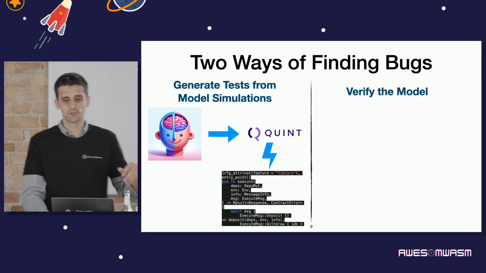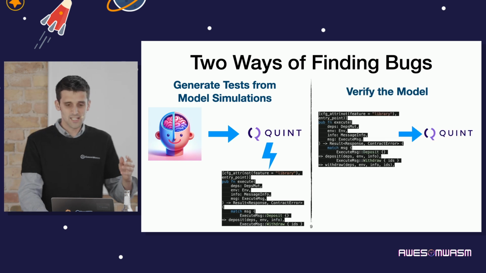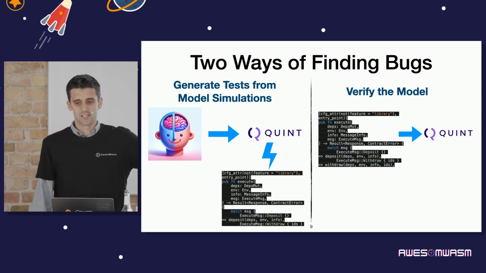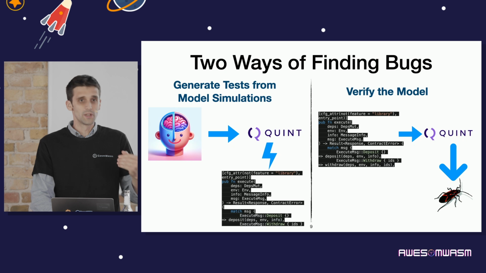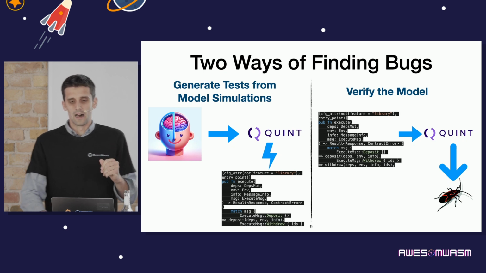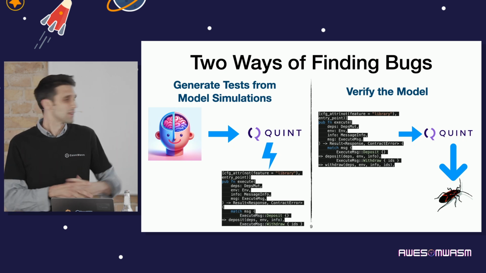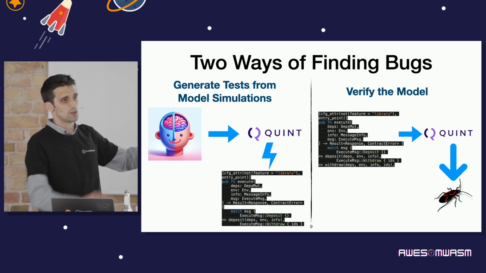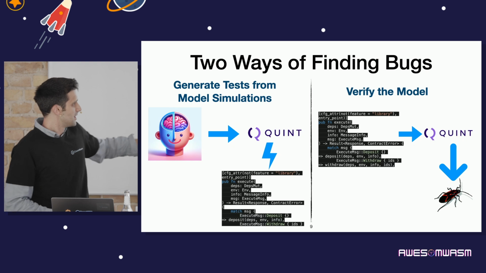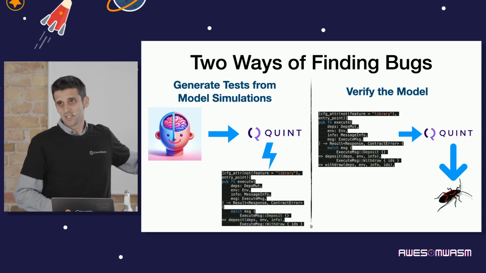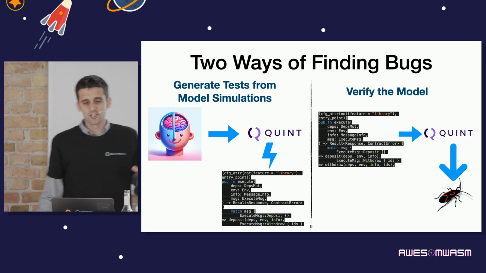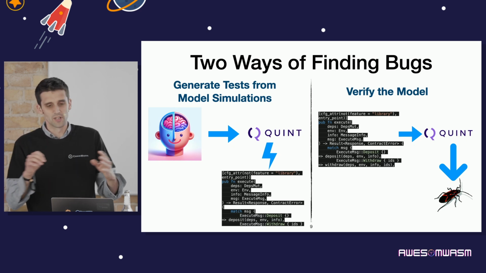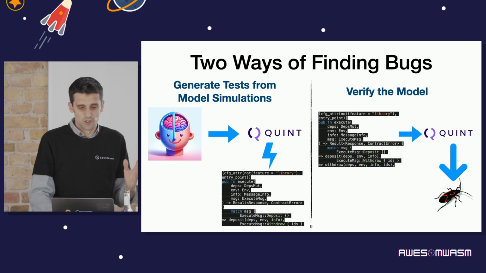The other approach is that we verify the model. In that case, we have to go from the code to Quint, and then verify properties of Quint to find bugs. How do these two approaches compare? Well, the left-hand side can be as abstract as you wish. It can model only some parts or all parts, as long as you can run meaningful tests from them, whereas the right-hand side needs to be very close to the code. And so typically, the right-hand side is going to be a bit larger.